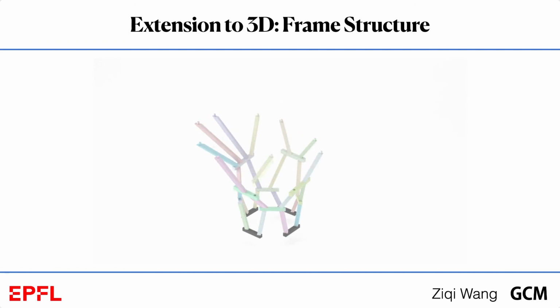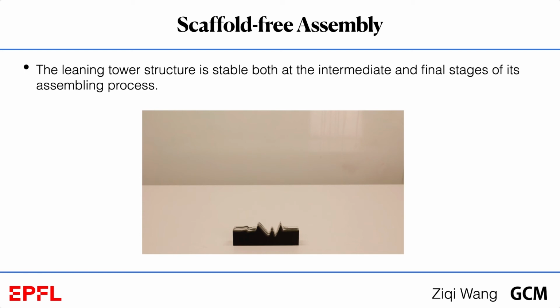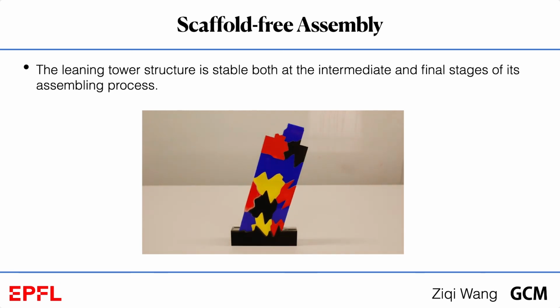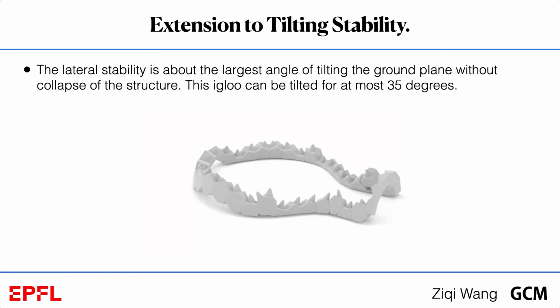Here we show a stable and easy-to-assemble frame structure connected with cone joints. Our method can also make the assembling process easier by making the assembly stable at each assembling step. Our method can optimize structure to obtain more tilting stability. The igloo can be tilted for at most 35 degrees before collapsing.